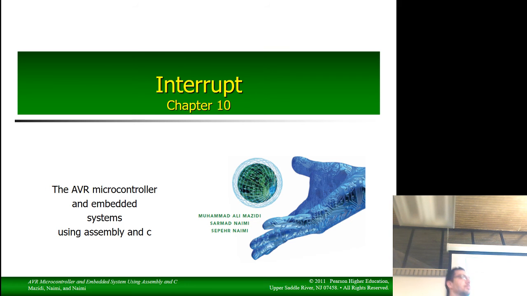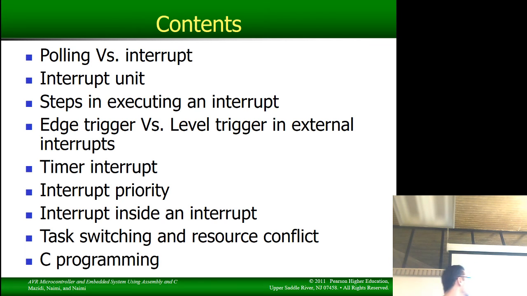Okay, so Chapter 10 discusses interrupts. Interrupts are what make microcontrollers so powerful because we can have low priority tasks and high priority tasks. So here's our agenda today. Okay, a lot of stuff going on in here, and hopefully by the end of class we'll be able to start talking about the lab today.